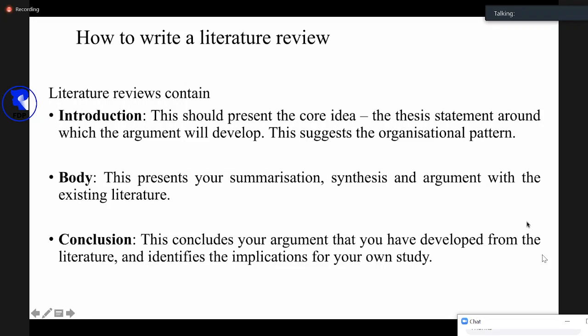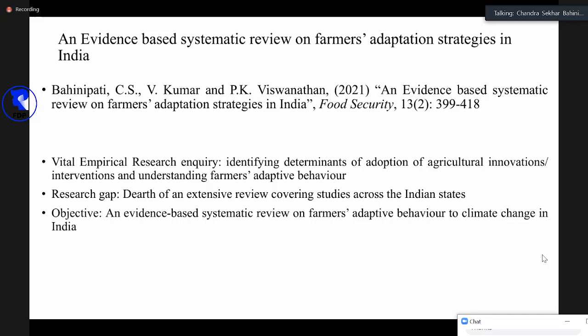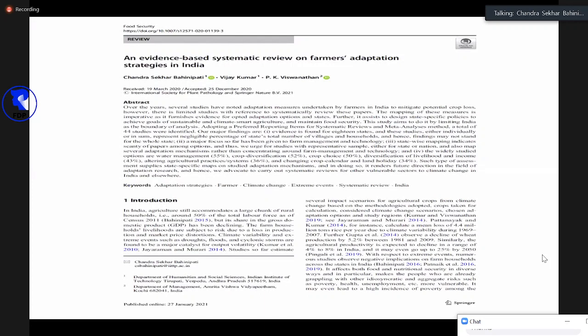So I'll come back to that. This is the paper I have written. I've done a systematic review, and I'll give an example of how I did it.